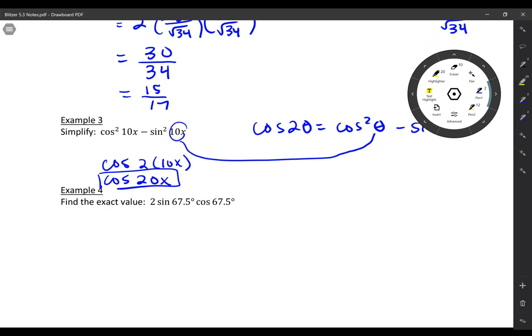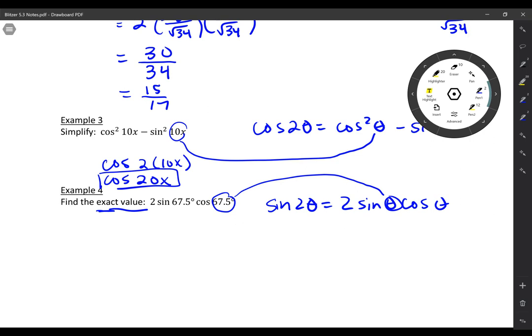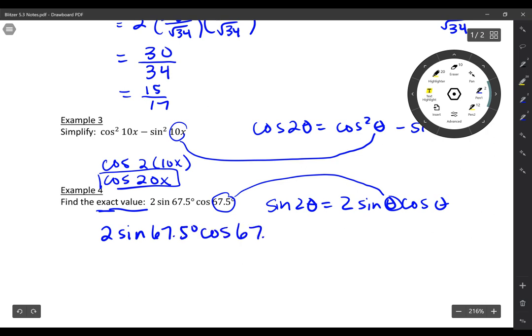On the next one, find the exact values. Exact value means we've got to use these identities or some kind of magic. We're not using a calculator. And so we're always looking, what if I multiply the angle by 2? What if I divide it in half? And so we're going to use sine 2 theta equals 2 sine theta cosine theta. So if this part matches up with the theta part, then I could do sine and I could double that. So we start out with 2 sine 67.5 degrees, cosine 67.5 degrees.